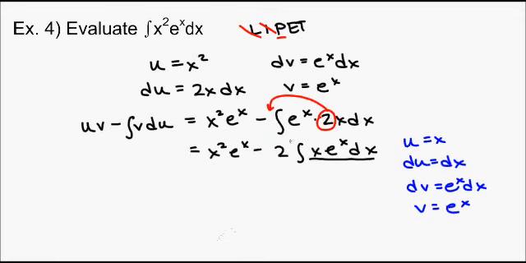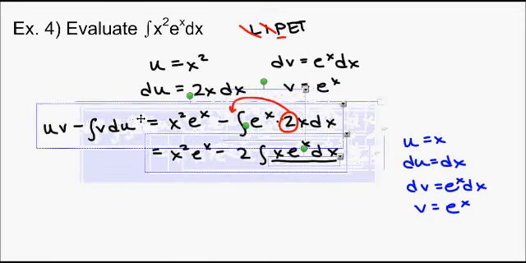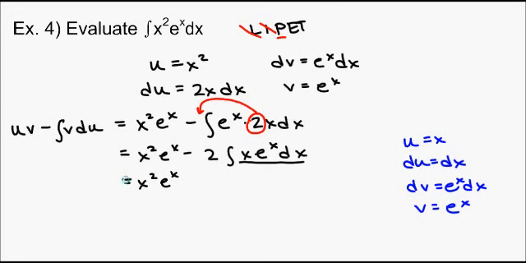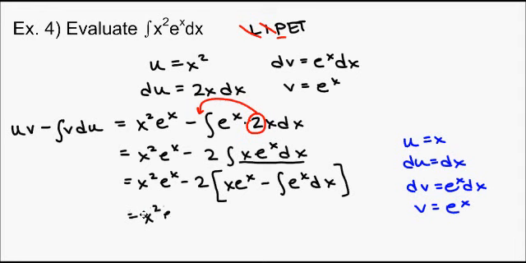Okay, so let me move this whole part over. This front part stays the same. It's just my integral that's changing. So I'm going to have uv, so x e to the x, minus the integral of v, so e to the x, times du, which is just dx. And now you can see that this integral will finally go away. And we just end up with e to the x plus c.